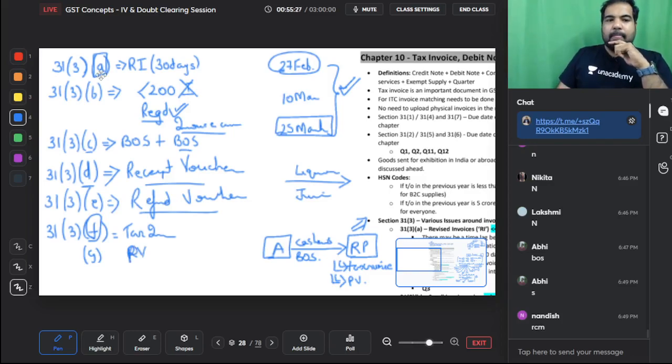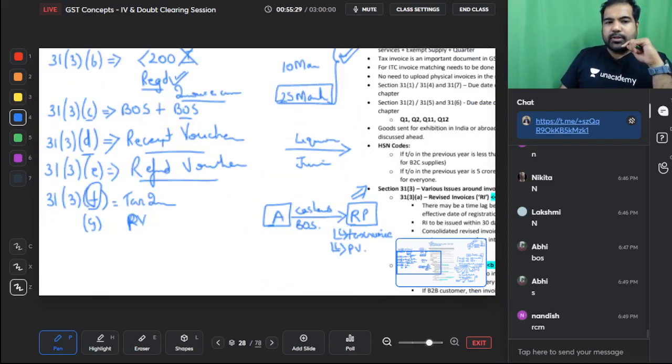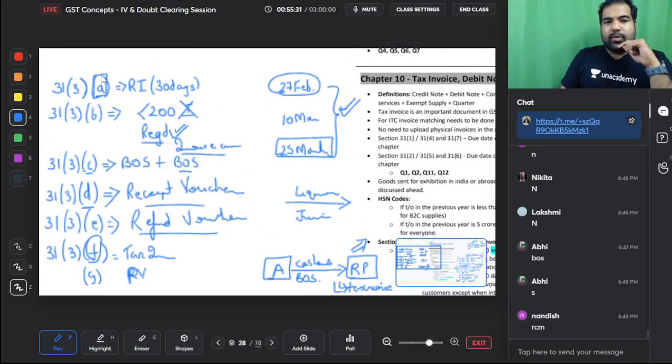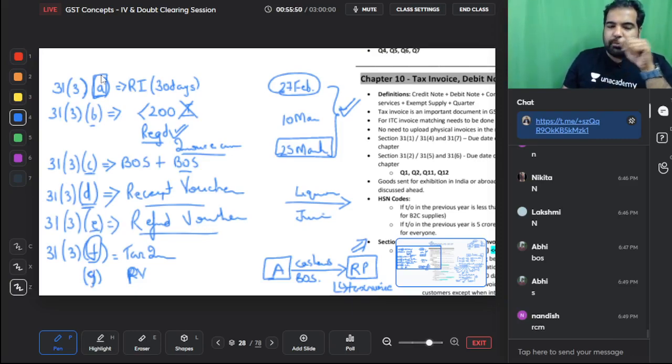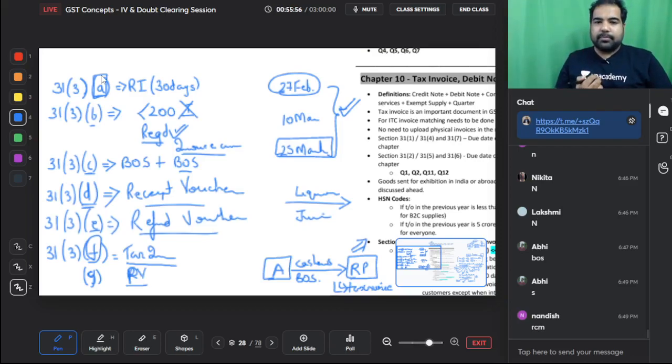Let's recap. A is for additional invoices, that is revised invoices within 30 days. B is for small busy people. C is for composition scheme and taxable-exempt supply together. D is for demanding advance, E for refunding advance, and F and G is when RCM people have to do the full work. They have to issue a tax invoice also and a payment voucher as well. This is section 31(3).